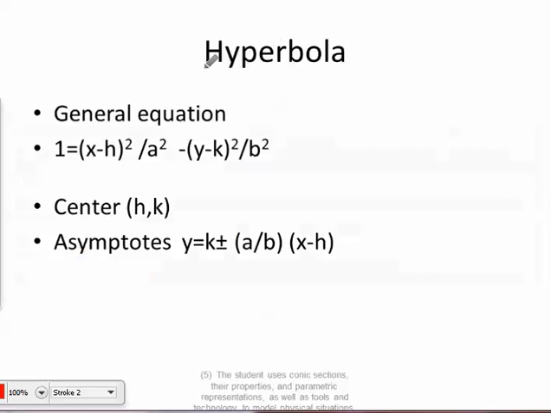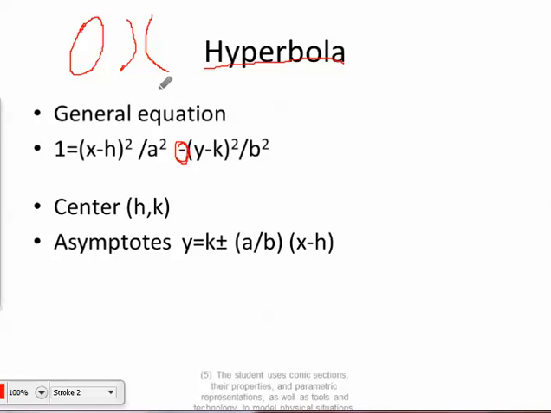Now, first of all, hyperbolas. When you look at the general equation for a hyperbola, it looks very similar to an ellipse, because you've got the x minus h quantity squared divided by a squared, and the y minus k squared divided by b squared. The difference is the subtraction right there. That subtraction makes all the difference in the world, okay? Where an ellipse looks like this, kind of a circular type object, a hyperbola looks like this, more like parentheses.